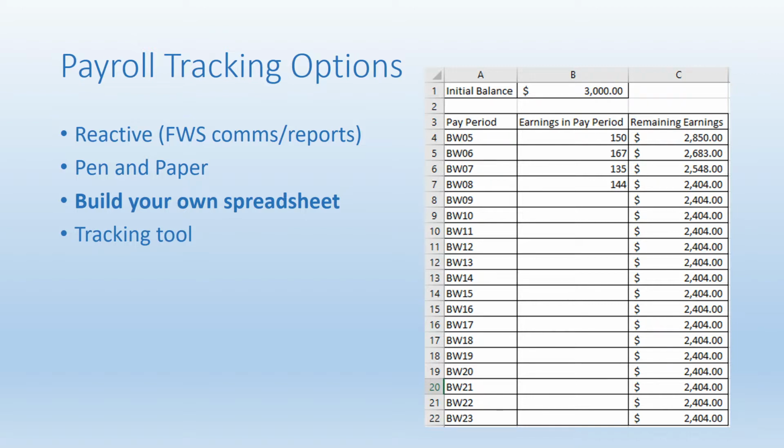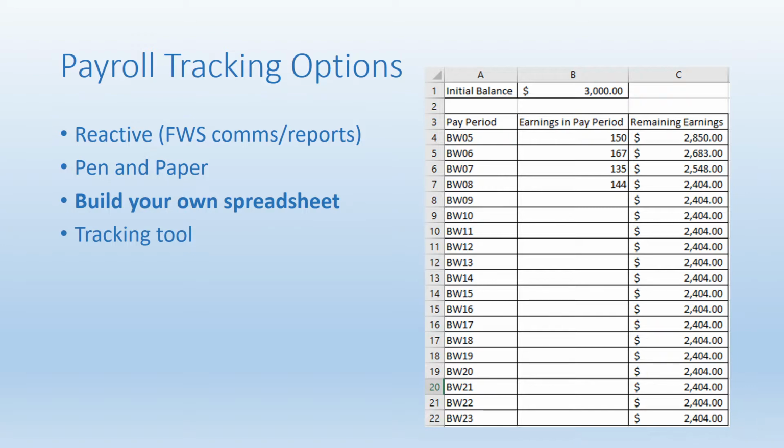You've got a $3,000 award. The pay periods that the student can work are all listed, and you simply fill in the amount of earnings in each pay period, and it does the exact same thing as pen and paper, where it subtracts that amount from the total earnings, giving you real time as you go through your Tim sheet.